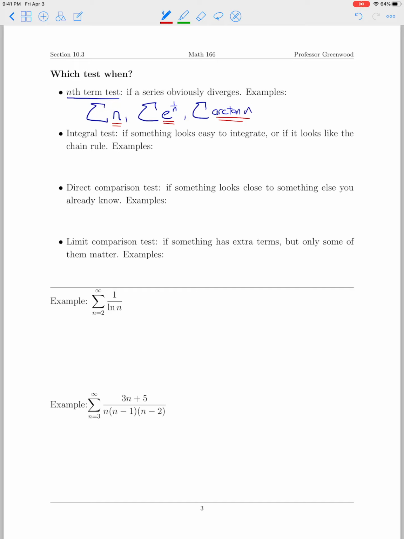For the next one, the integral test, we saw that this would allow you to compare an integral to a corresponding series. And the time that you would want to use this is if you have a series and you think, I could do the integral of this.